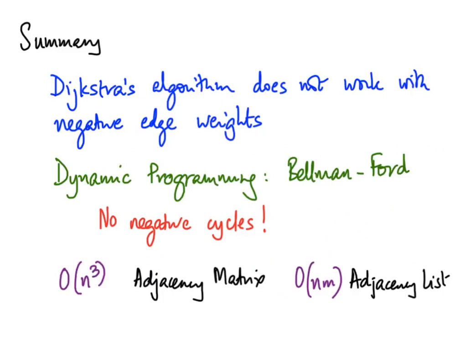To summarize, what we have seen is that Dijkstra's algorithm for the single source shortest path problem does not work if we have negative edge weights. But we can use a dynamic programming algorithm due to Bellman and Ford to solve this problem even with negative edge weights, provided there are no negative cycles. If there are negative cycles, then the problem of shortest paths is not even well defined because we can go around and around the cycle and keep reducing the path indefinitely. And the complexity of the Bellman Ford algorithm, if we use the naive adjacency matrix representation, is order n cubed. And if we use adjacency lists, then the complexity is order n times m.